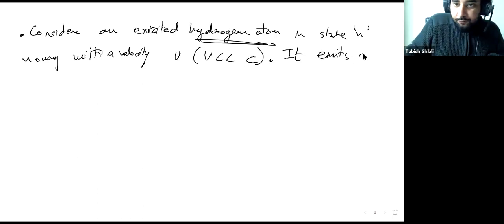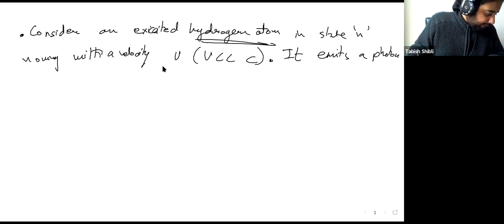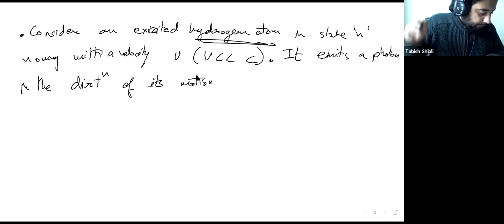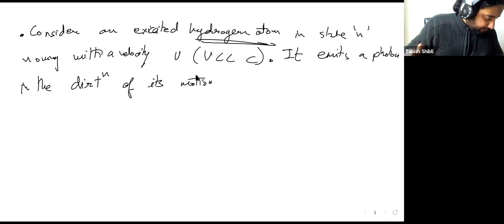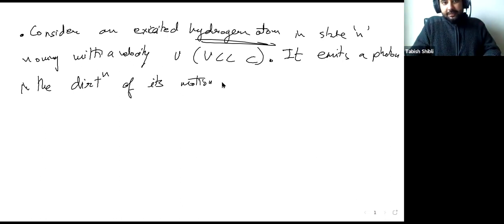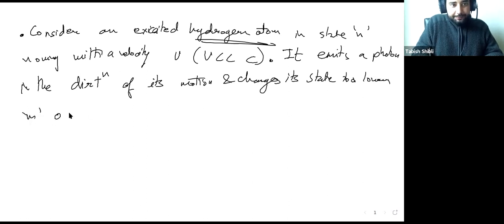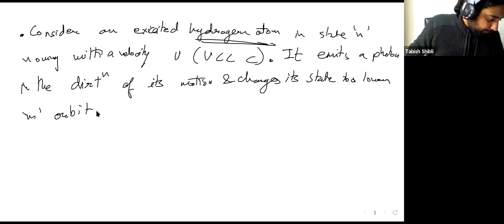It emits a photon and it's traveling in the direction of its motion. Okay, so it's moving with velocity v along a direction, and then it suddenly emits a photon in the same direction as it's moving, and it changes its state to a lower m orbit. Okay, so it just comes down to the m state.